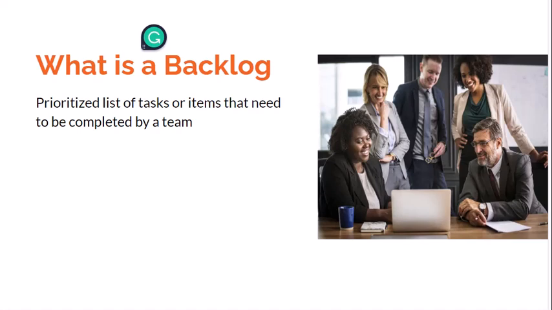A product backlog is essentially an itemized list of prioritized items that the business is looking to get completed, versus a sprint backlog, which is more so for your technical team to determine what items or tasks need to be completed and how they're connected to the product backlog.